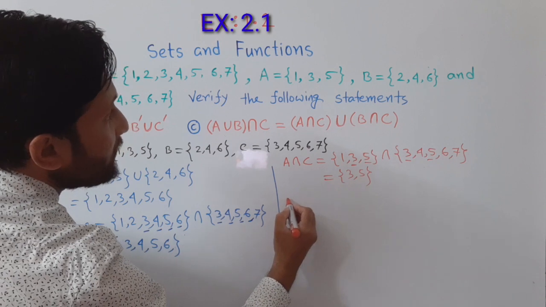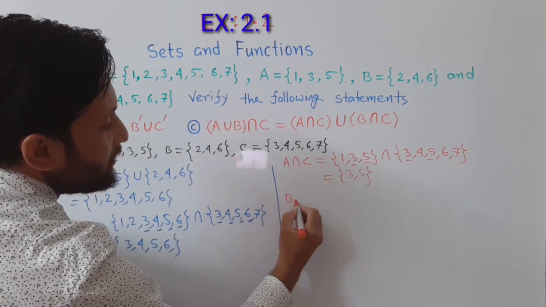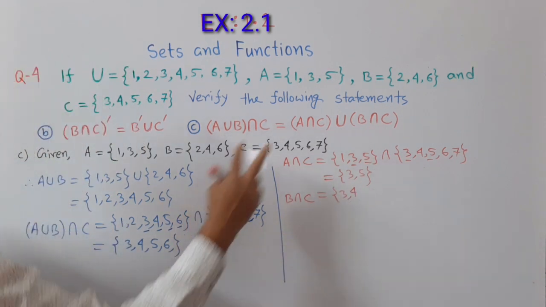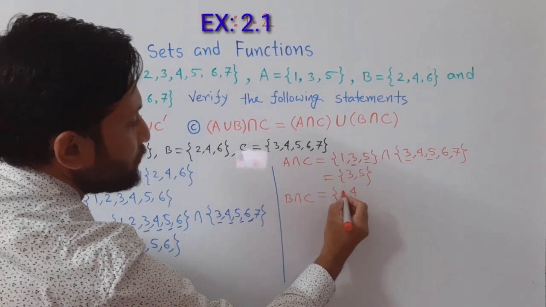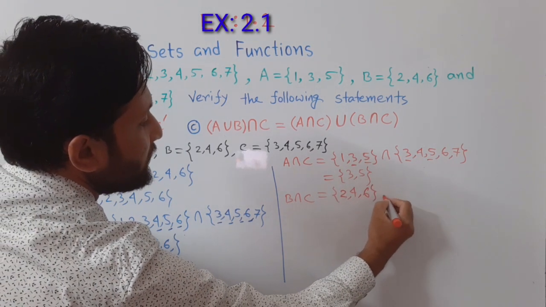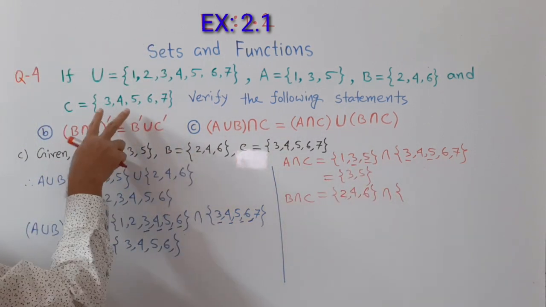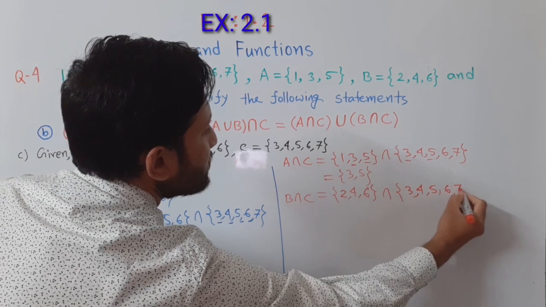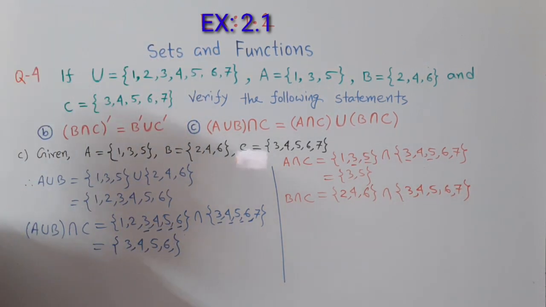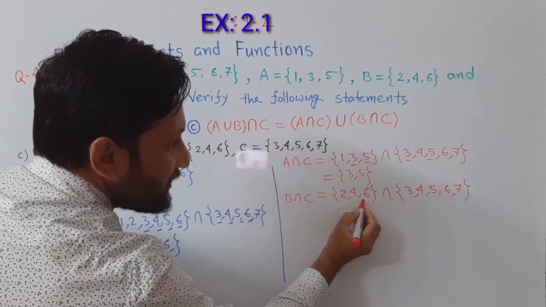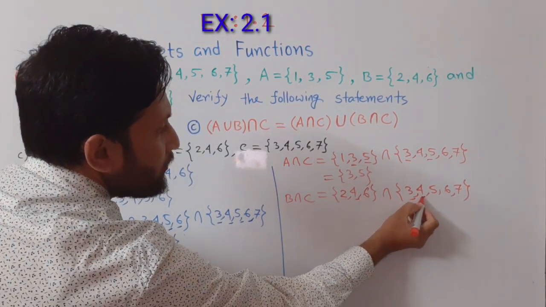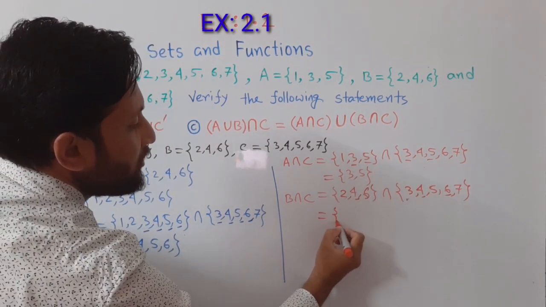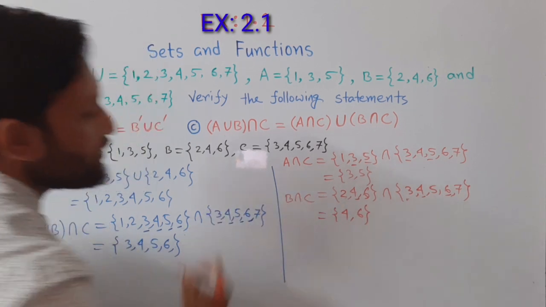Okay, and then we have to identify B intersection of C. B intersection of C means write down the B set: 2, 4, and 6. And then the C set: 3, 4, 5, 6, and 7. So from the two sets B and C, the common elements are 4 and 6. That means we can write 4 and 6. So this is the common element.